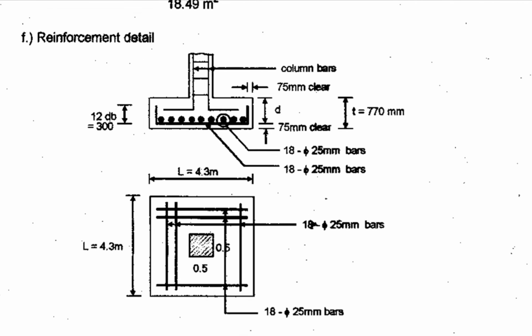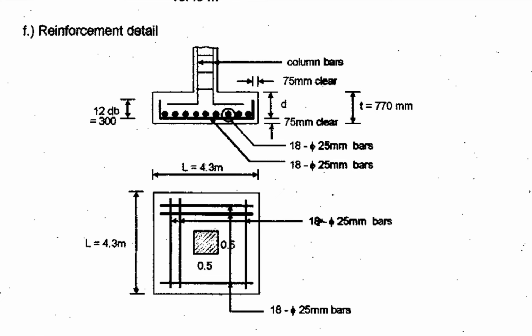And then last is the reinforcement detail. Normally when you design the foundation or any other structural members, it should have the reinforcement detail. So that is part of the structural plan in your drawings. Okay, so you have now your thickness, which is 770, and then the bar used.